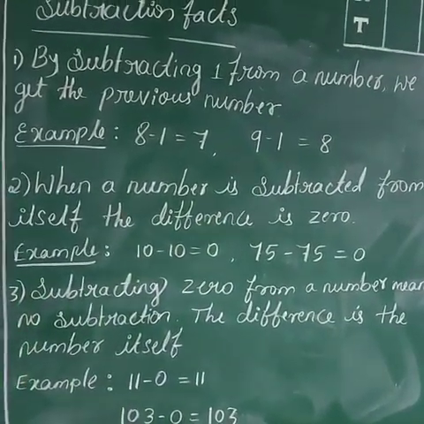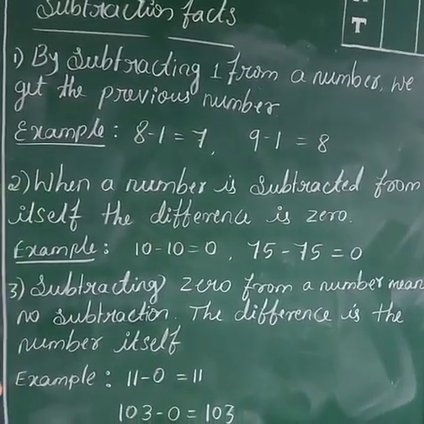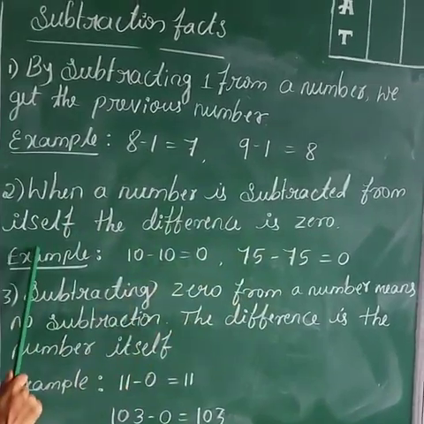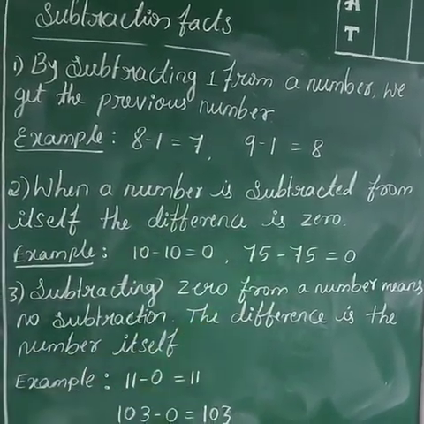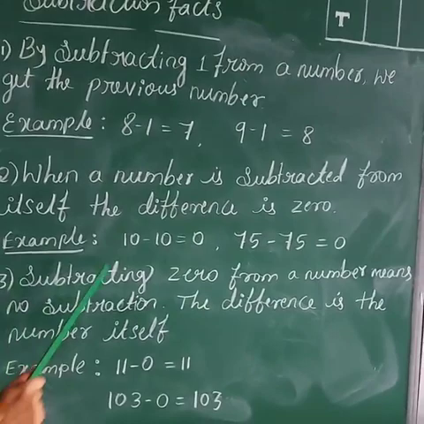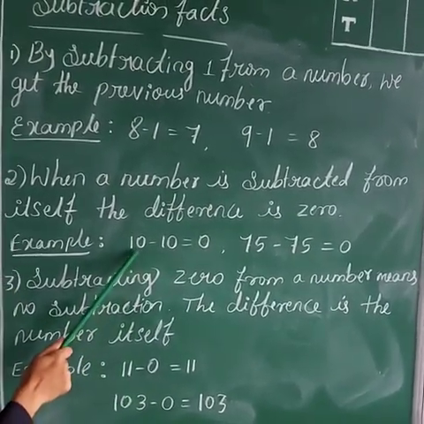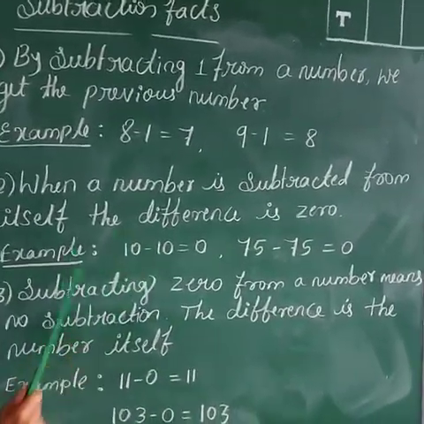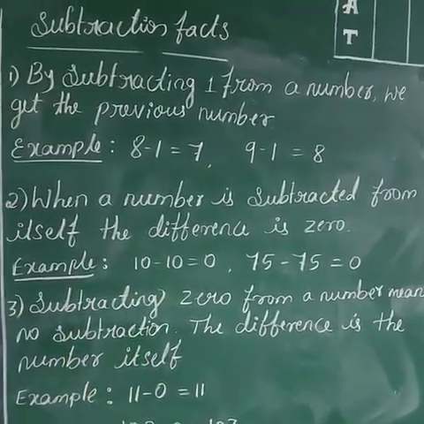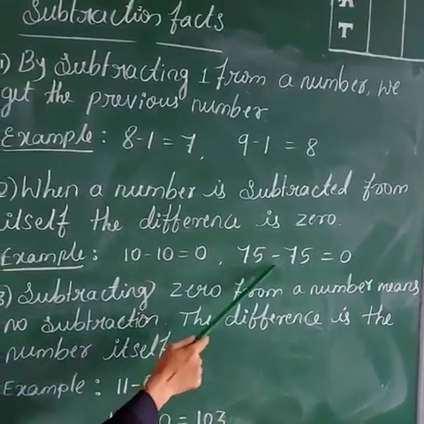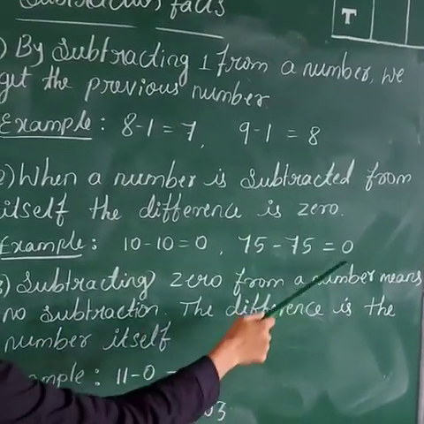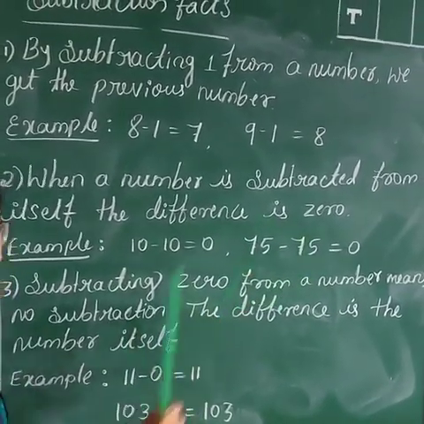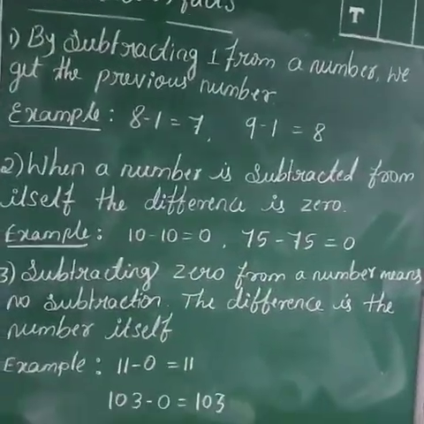Students, the second fact of subtraction is, when a number is subtracted from itself, the difference is 0. For example, 10 minus 10. When you subtract 10 minus 10, you will get the answer 0. 75 minus 75 is 0, because we are subtracting the number from itself. So the answer is 0.